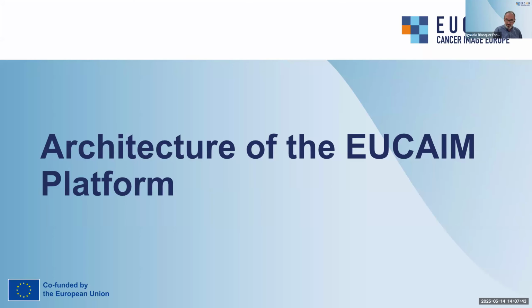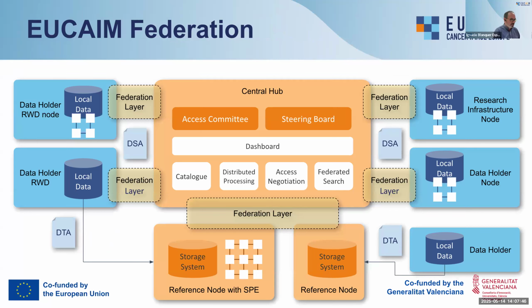So let's go to the architecture very briefly. I'll try to dedicate most of the time to the demo. But in order to understand well how the EUCAIM platform works, it's important to understand that we are working in a federated environment. We have a central hub that has the services needed to construct this federation, like a catalog that has the collection of data sets from all the different providers, a federated search which provides the discoverability of the data, a process for requesting access and negotiation, and a distributed processing that is being prototyped at the level of different providers at this moment.